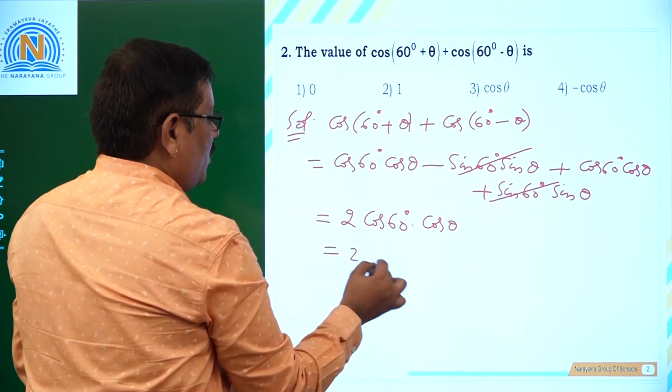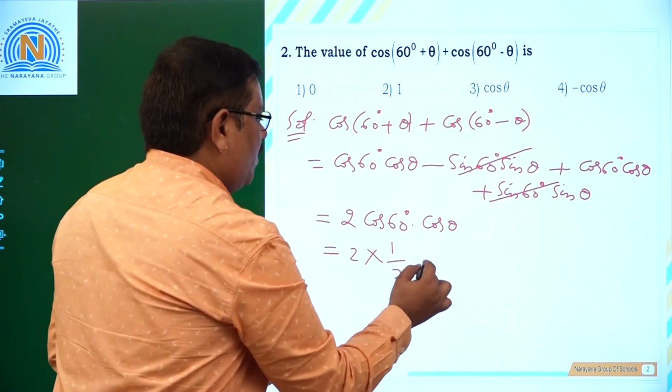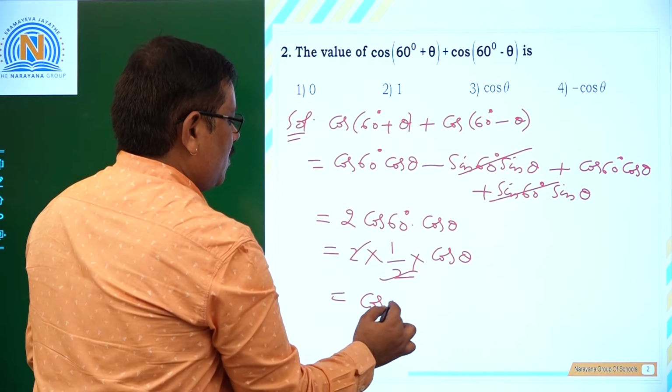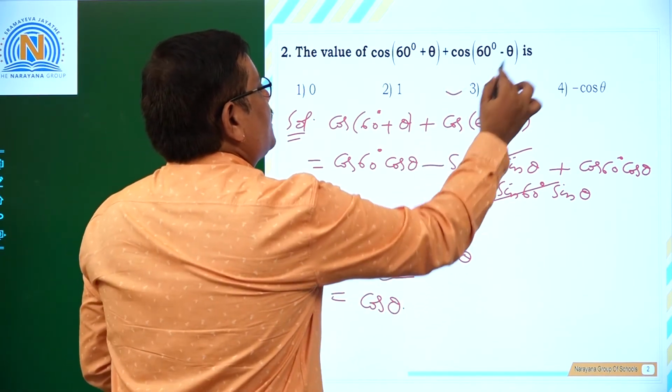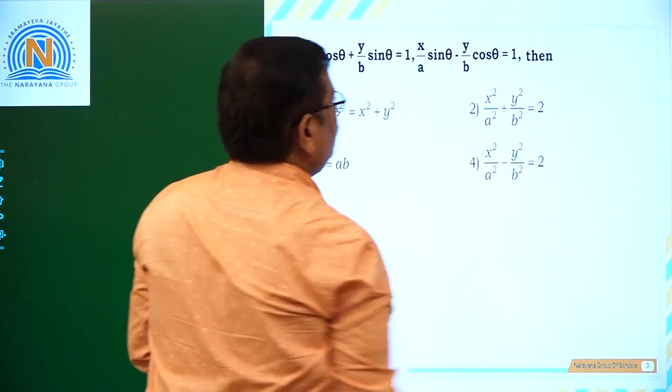That is otherwise, 2 into cos 60 degrees, which is nothing but 1 by 2. So 2 into 1 by 2 into cos theta. The 2 cancels. So the resultant answer is how much? Cos theta. So cos theta is the right answer for this question. That is nothing but the third option for us. Okay, now let us see the next question.